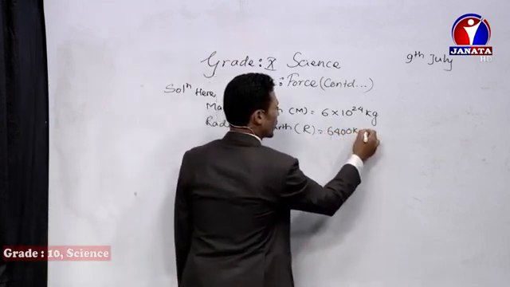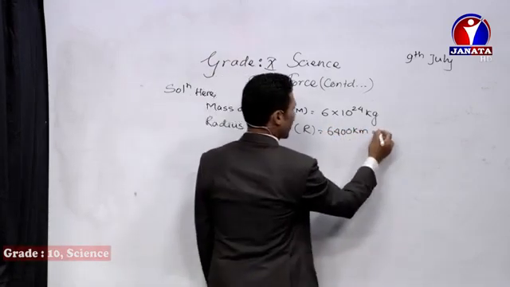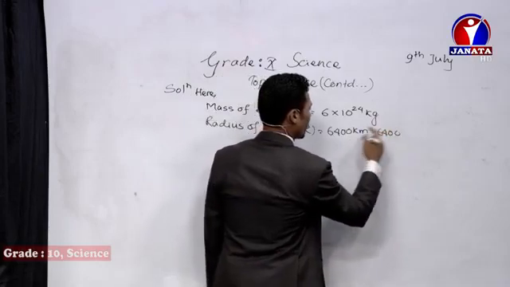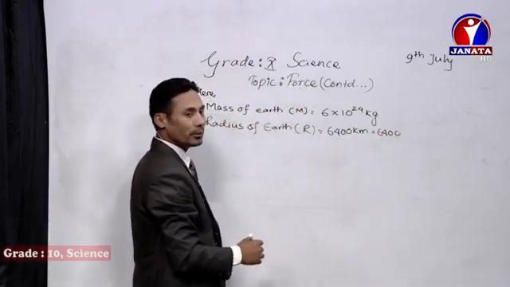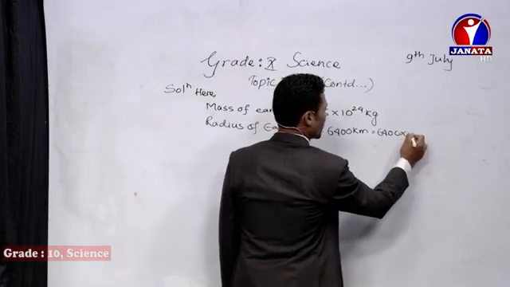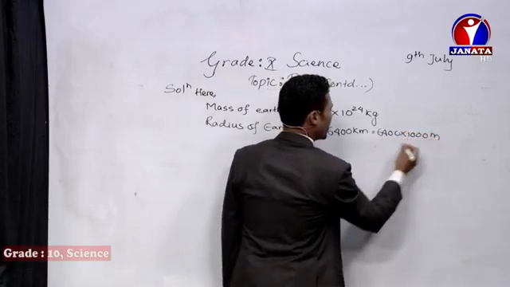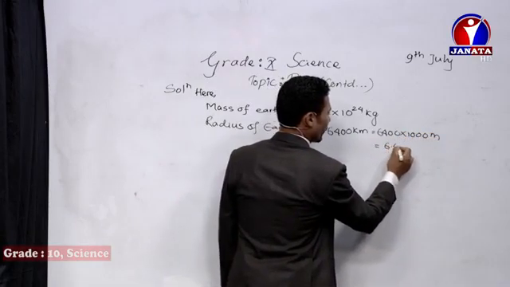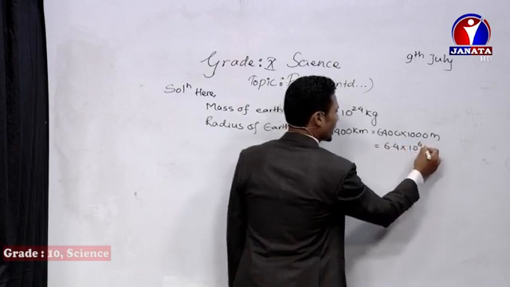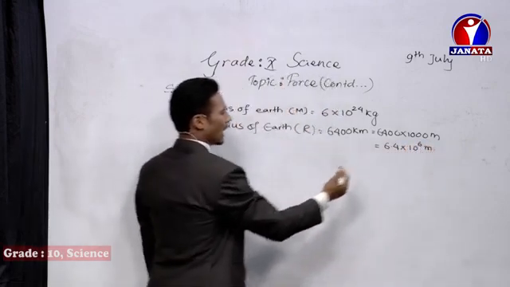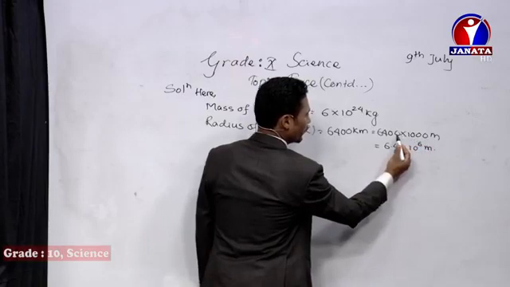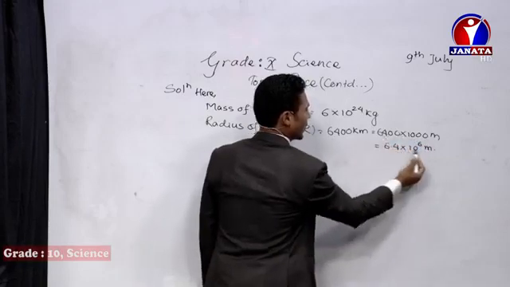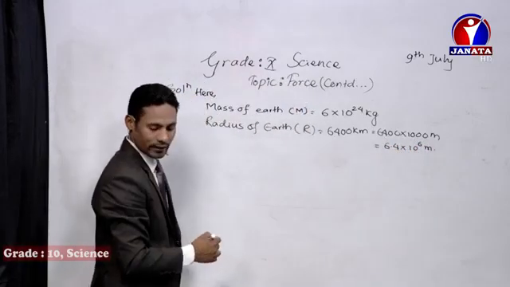6400 kilometer. So let's change this into meter. That is 6400, and 1 kilometer equals 1000 meters, so multiply by 1000. It gives meter. So this one is 6.4 into 10 to the power 6 meter. So how to count this? 1, 2, 3, 4, 5, and 6. That's why it's 10 to the power 6, right?